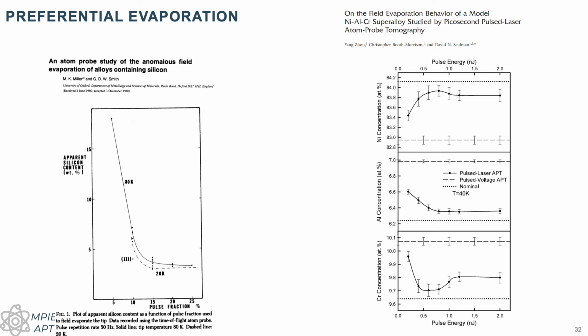It is a very well-known problem. For example, in these old papers from the 80s, they were already reporting this, where they were missing silicon or iron in the analysis of an iron-silicon alloy. And for example, in that case, from later, from the mid-2000s actually, from David Seidman's group, where they were looking at the aluminium, chromium and nickel composition as a function of the laser pulse energy in a superalloy.